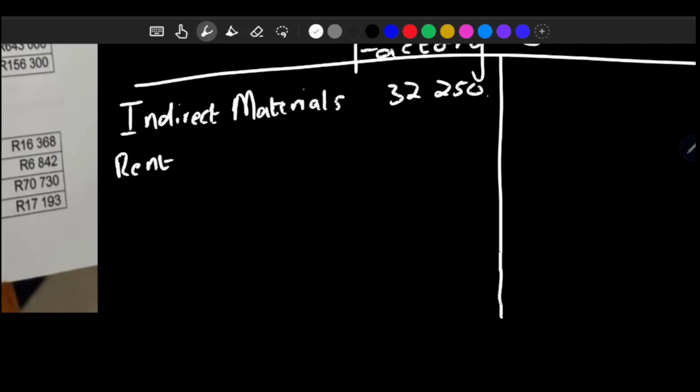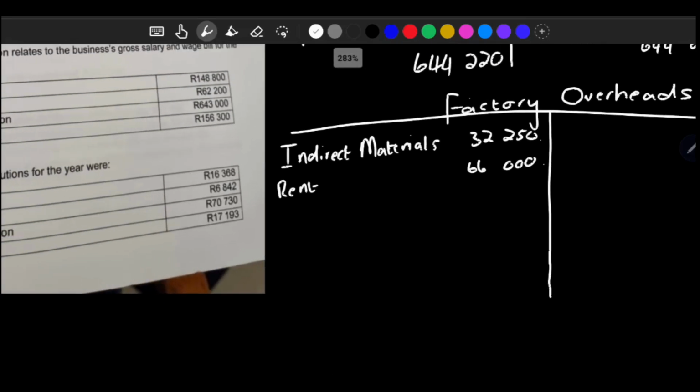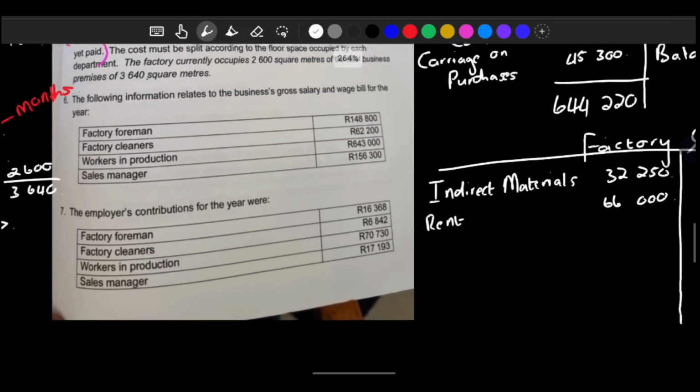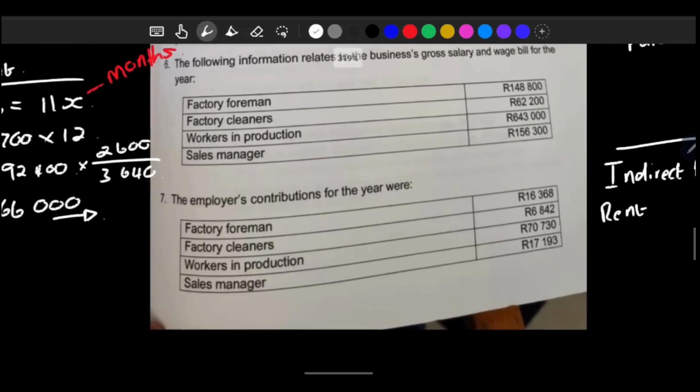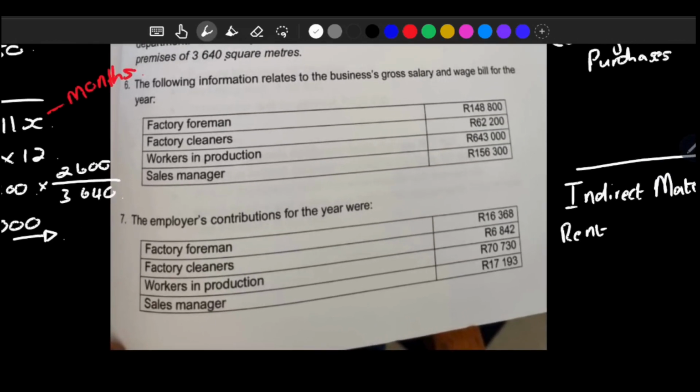Rent is 66,000, right? Doesn't matter if we haven't paid it yet. Remember, if we didn't pay it, it would then go to accrued expenses in our balance sheet, but that falls under, well, it doesn't fall in another topic, but I think it would make more sense there, right? Then we're given the cost regarding the business's gross salary and wage bill for the financial year.